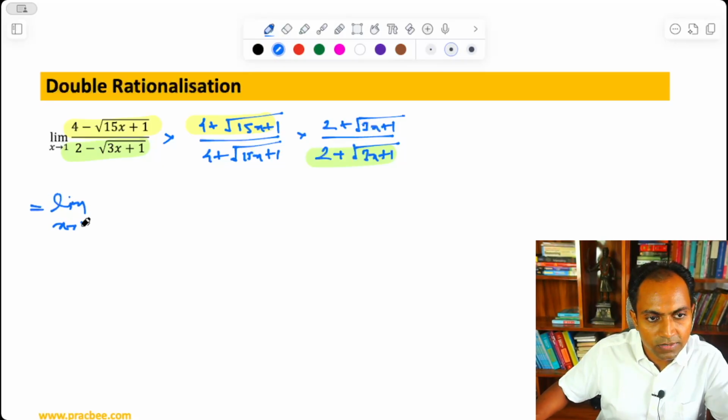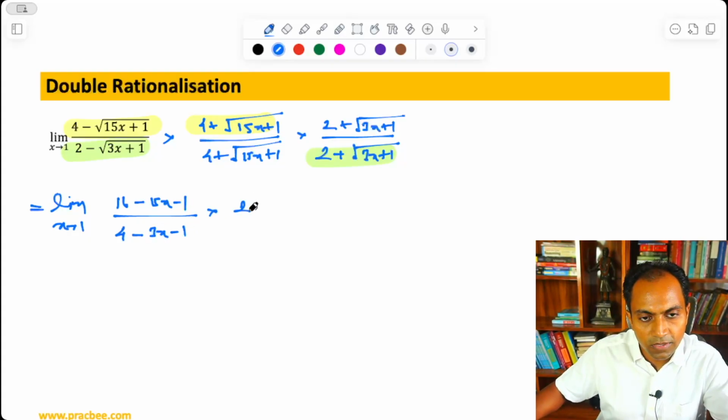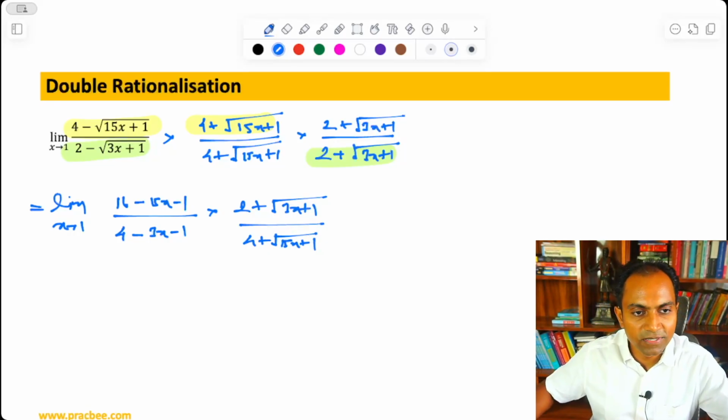Limit x tends to 1. The numerator becomes 16 minus 15x minus 1. The denominator becomes 4 minus 3x minus 1. And what is remaining in the numerator is 2 plus root of 3x plus 1, divided by 4 plus root of 15x plus 1. Now once you have this in place, let us further simplify.